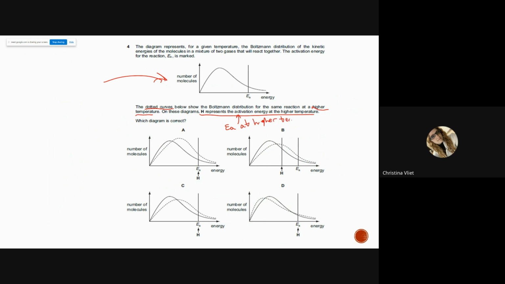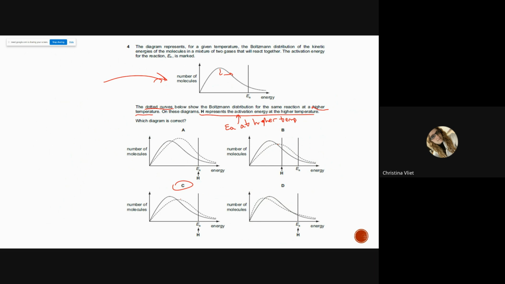So which of these would be correct? What would we be looking for to happen? Okay, so it's not A or B, because the peak is this. So the dotted curve has to be lower and to the right. So it has to be either B or C. B states that the activation energy changes when we change the temperature. Is that true? No, the amount of energy required for the reaction to occur is still the same. So the answer must be C.